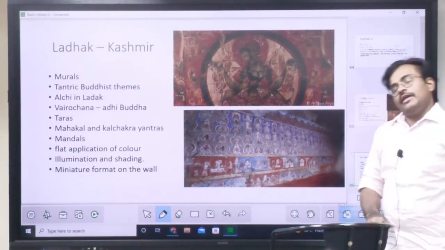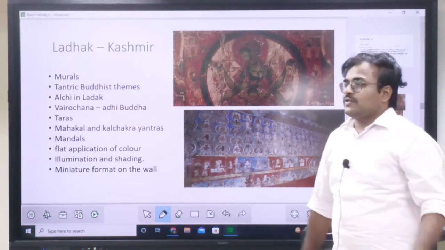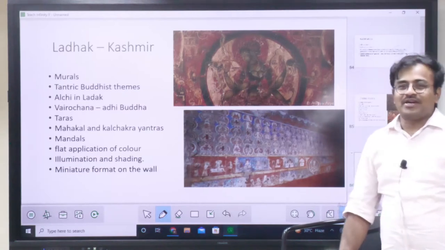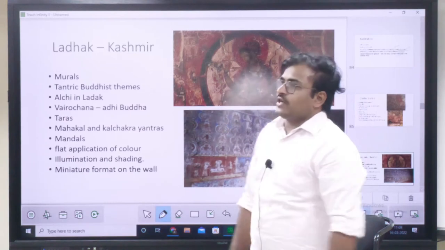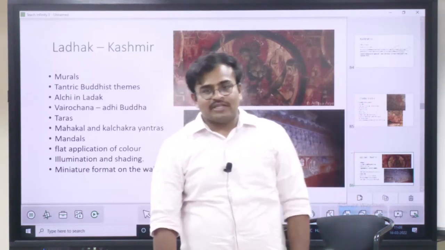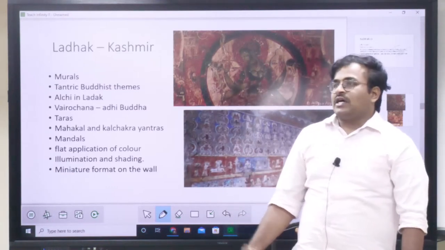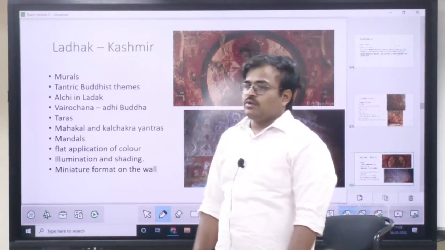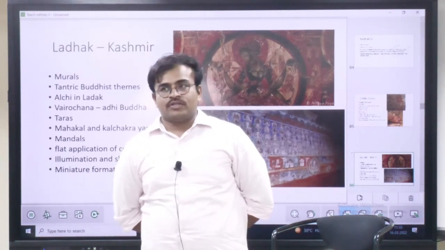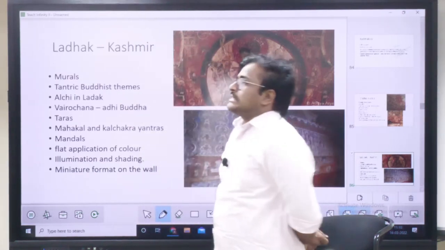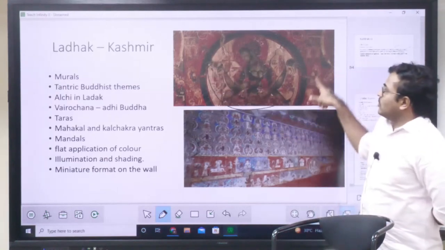Next one is the painting tradition, which is present in the Ladakh region of Kashmir. Now it is a union territory, so maybe that doesn't apply. But in the Ladakh region there is a painting tradition, associated with the Vajrayana form of Buddhism. Remember Vajrayana? Dalai Lama's Buddhism, and it is a tantric form of Buddhism. This Alchi complex, present in Ladakh region, is a very important destination for the Buddhist painting tradition. Mainly the themes are Buddhist, and this is a very prominent image of a Tara.